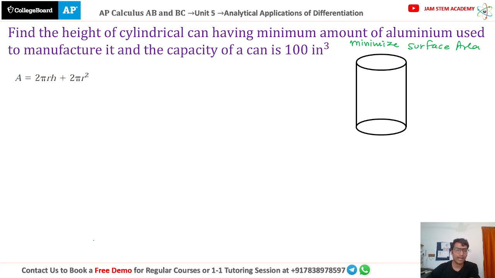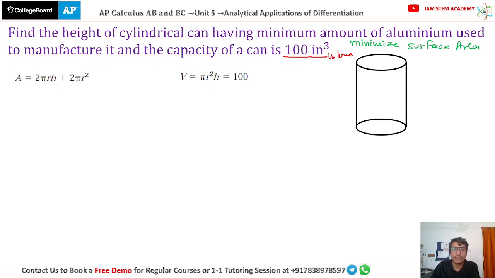Initially we have h and r here, but in order to convert it in terms of one variable, we need one more piece of given information, right? Because we cannot differentiate it at this point. First we need to convert it either in terms of h or in terms of r. For that I will use the volume formula. Volume is already given as 100, right? Volume formula is nothing but pi r squared h, which is 100. So using this, first I will calculate the value of either h or r in terms of the other.